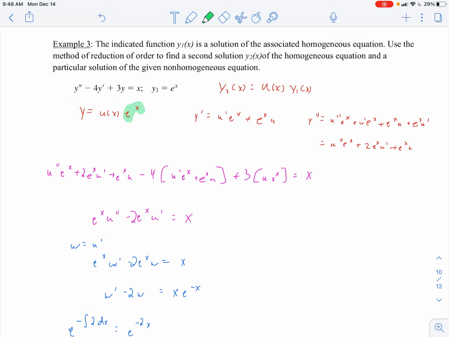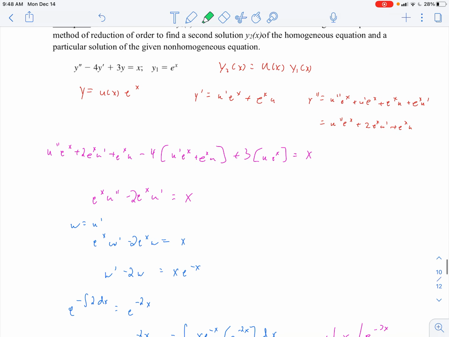We're going to substitute in for y sub 1, which is e to the x, and then find the first derivative and the second derivative. So there's the first and second derivative, and here's the second derivative simplified. Now that we found the first and second derivatives, we substitute in, and there's y double prime minus 4y prime plus 3y equals x.